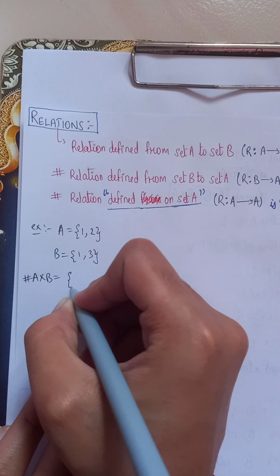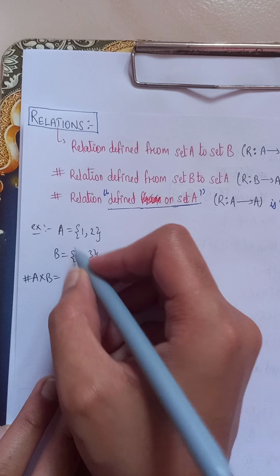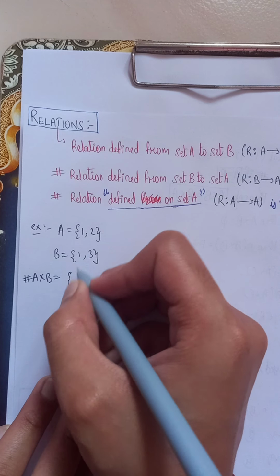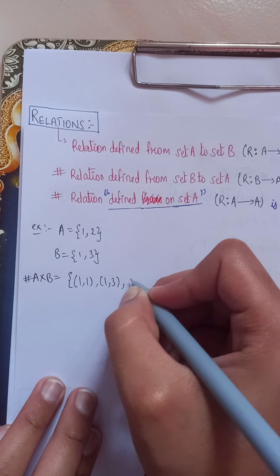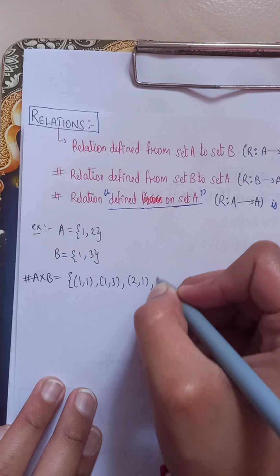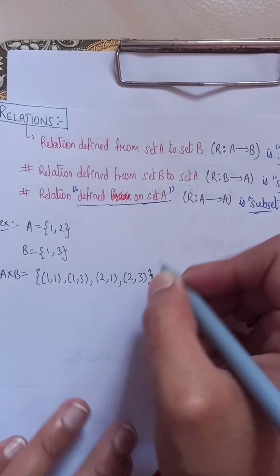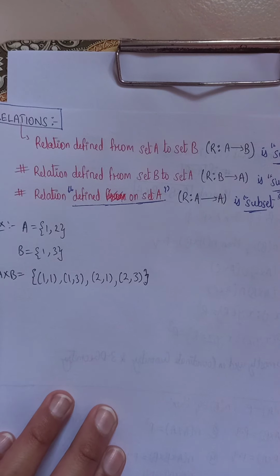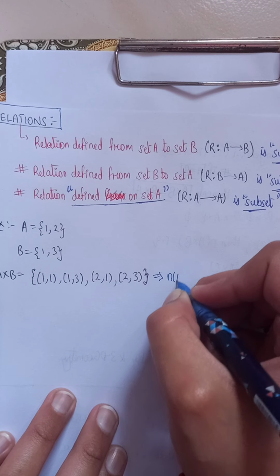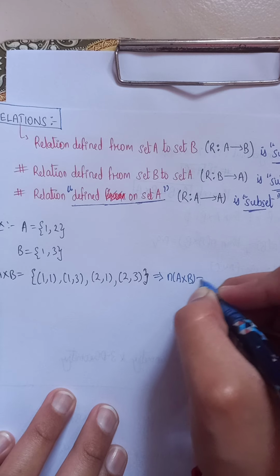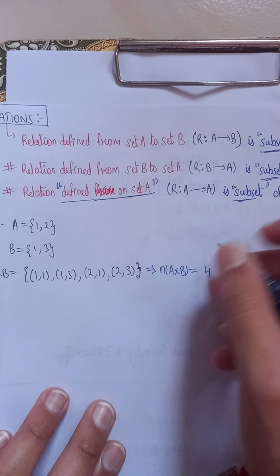To calculate A cross B, A is written first, so I will write the elements of A first and then B. So (1,1), (1,3), then (2,1), (2,3). Now tell me the number of elements in set A cross B: 1, 2, 3, 4. The number of elements in set A cross B is 4.